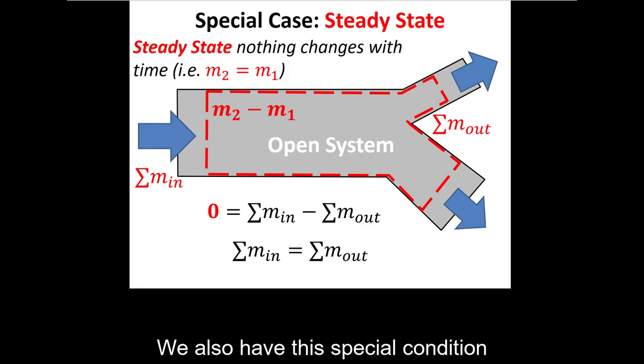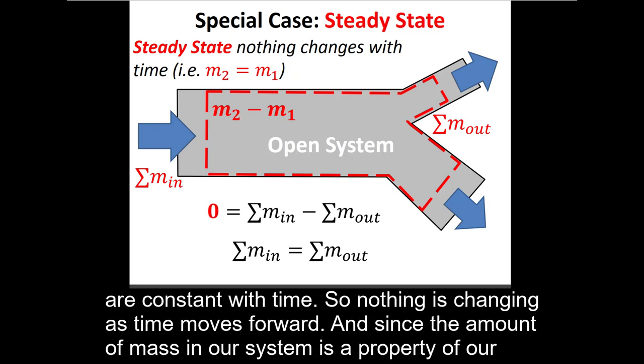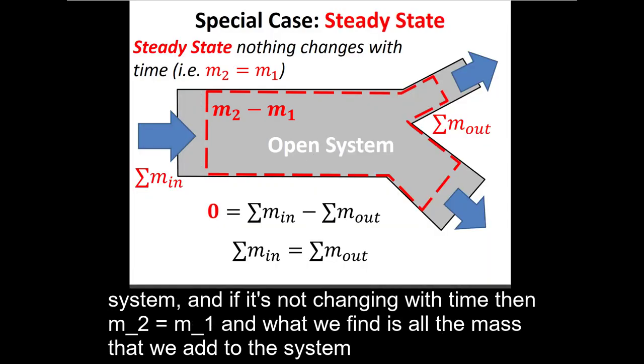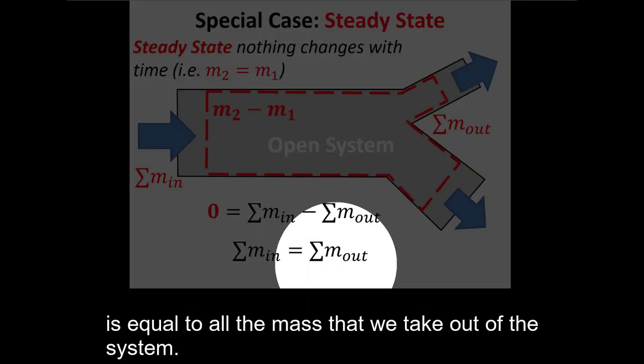We also have this special condition that we call steady state. So when we have a system that's at steady state, that means all the parameters in our system are constant with time. So nothing is changing as time moves forward. And since the amount of mass in our system is a property of our system, then if it's not changing with time, then M2 is equal to M1. And what we find is all the mass that we add to the system is equal to all the mass that we take out of the system.